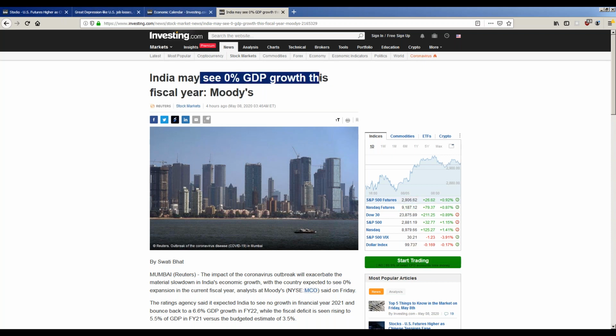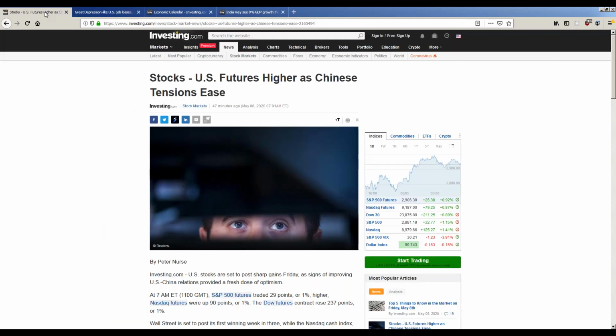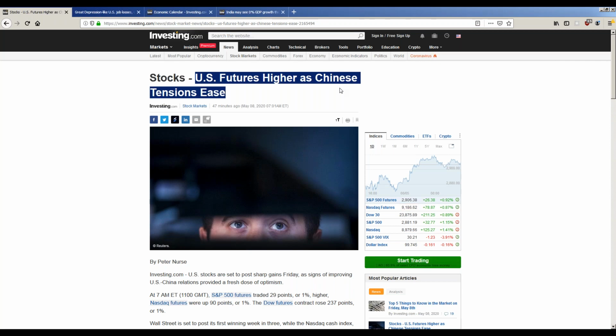This report wasn't enough to overcome the positive momentum created here. US futures higher as Chinese tensions ease. Okay, that was the big news today. That's why the volatility index was down. That's why the futures are green all day long, because of positive momentum about US-China trade negotiations.